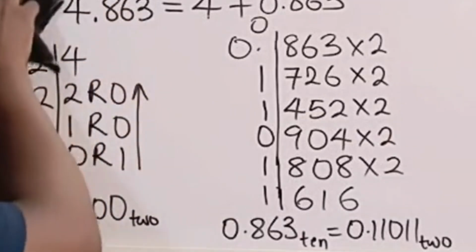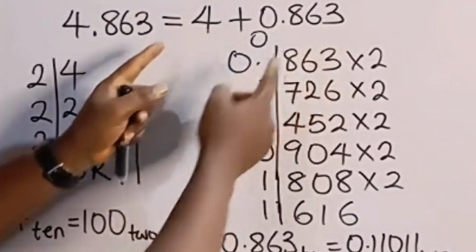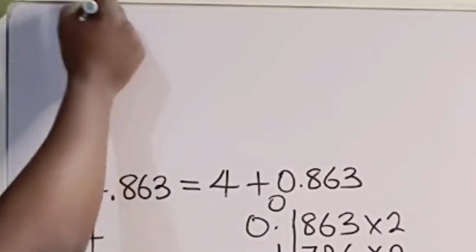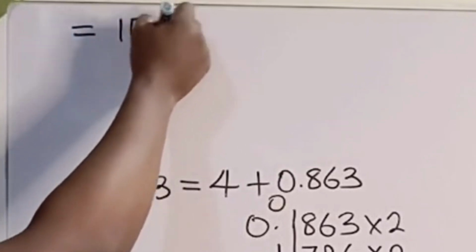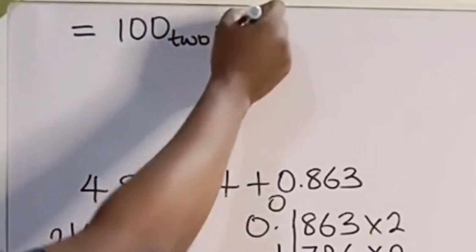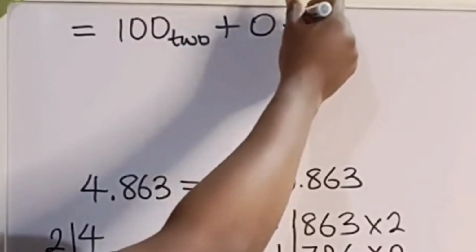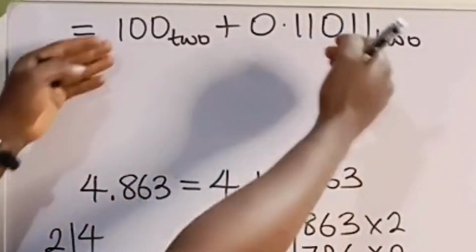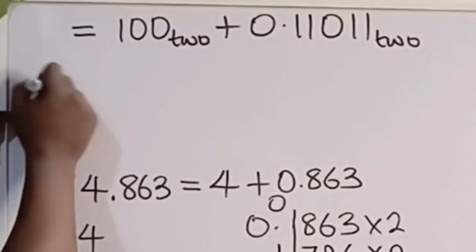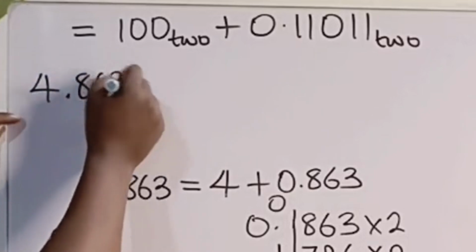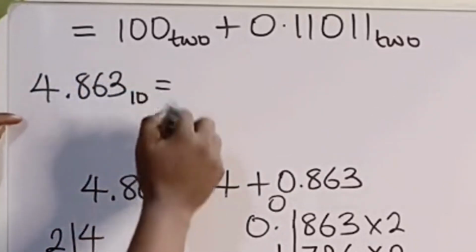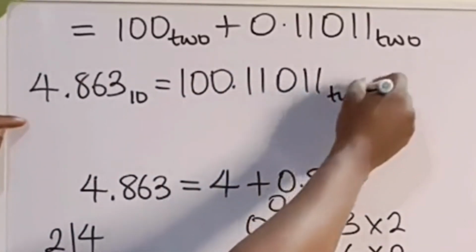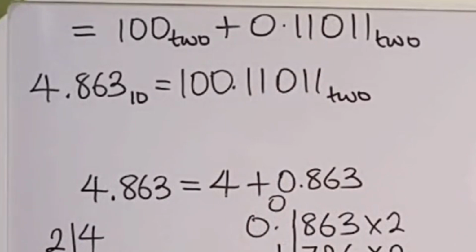So now let's finalize. Remember, we separated them before we broke them down. Now we need to bring them together again. So we have 100 base 2 plus 0.11011 base 2. So when you bring them together, this means 4.863 base 10 is equal to 100.11011 base 2. Hope that is understood.